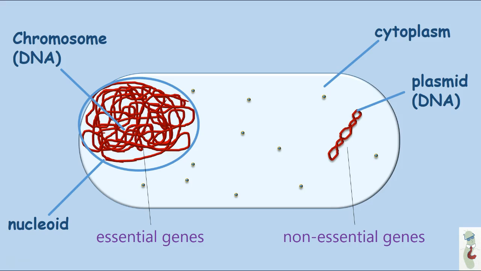But instead, their genes give the bacteria certain advantages that help them survive and makes them stronger. For example, the plasmid may contain antibiotic resistance genes that allow the bacteria to survive in an environment that contains that antibiotic. Without the plasmid, the bacteria would die.